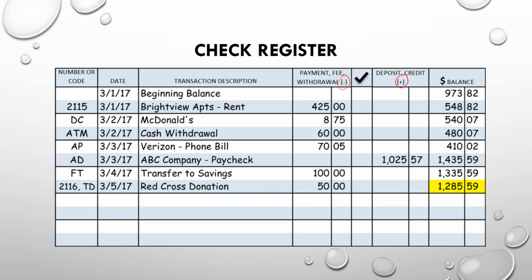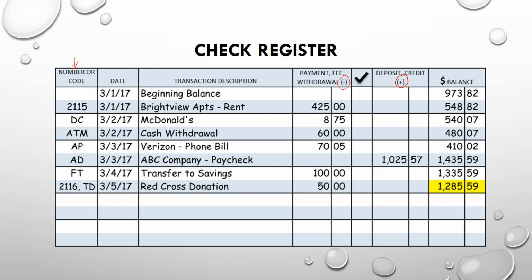There's a lot of reasons why you want to fill one of these out. But the biggest reason is you want to have an accurate accounting of where your money is at all times. It's a really bad idea to have a checking account and not keep a record of what you're spending, how much money you have in the account, and so on and so forth.